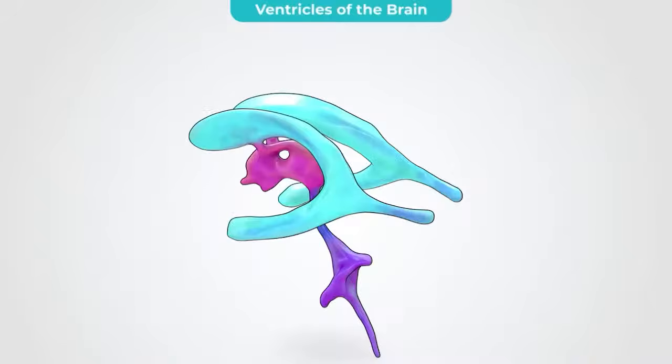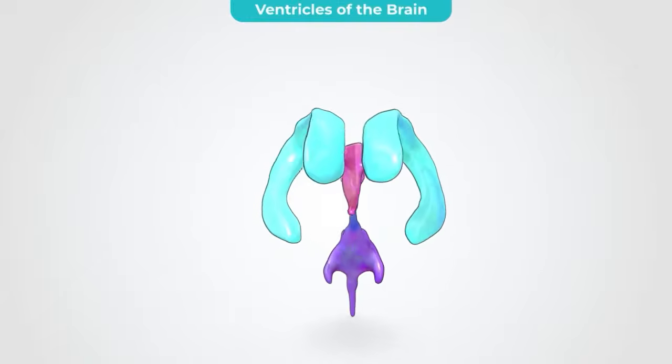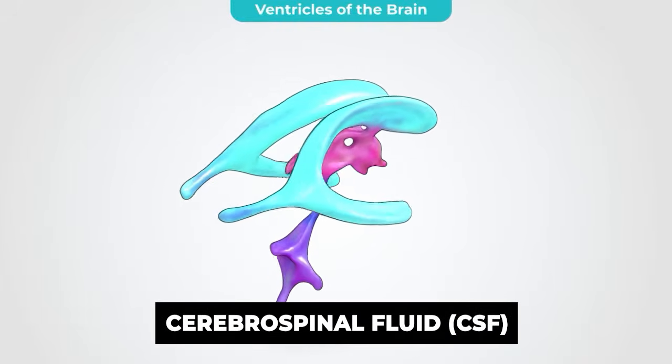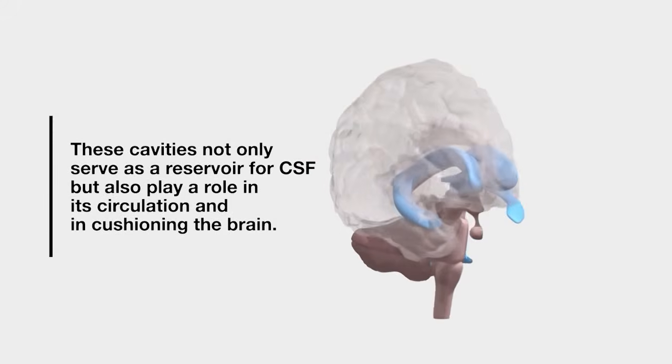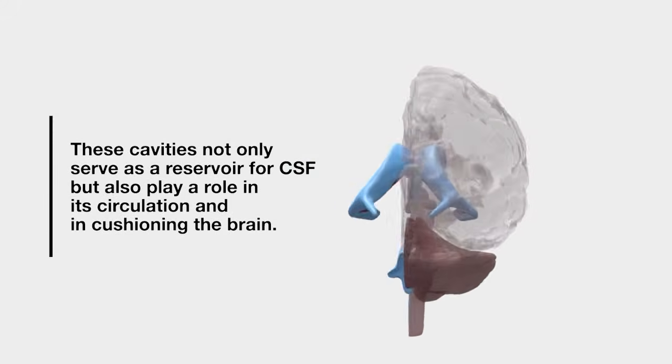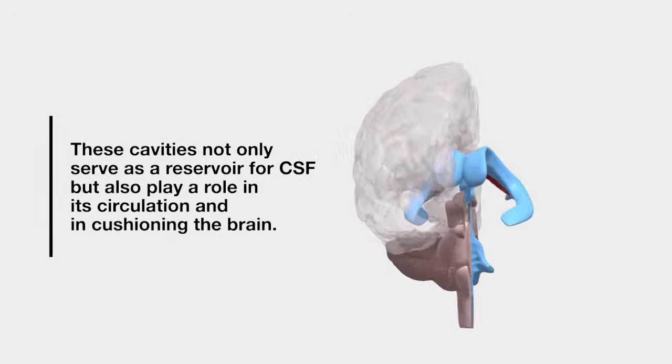Ventricles. The ventricles of the brain are a connected system of cavities filled with cerebrospinal fluid, CSF. These cavities not only serve as a reservoir for CSF but also play a role in its circulation and in cushioning the brain.